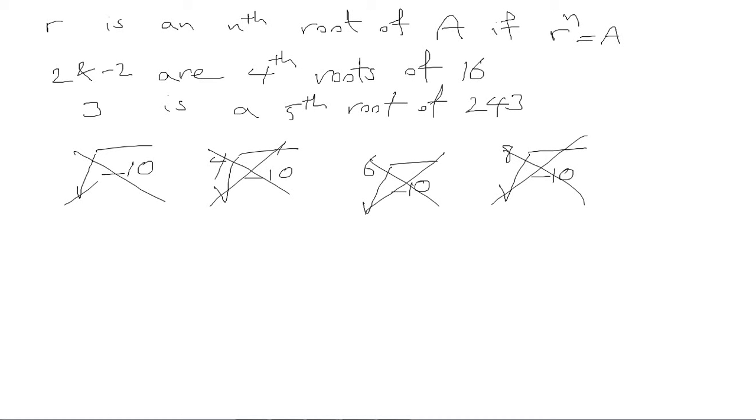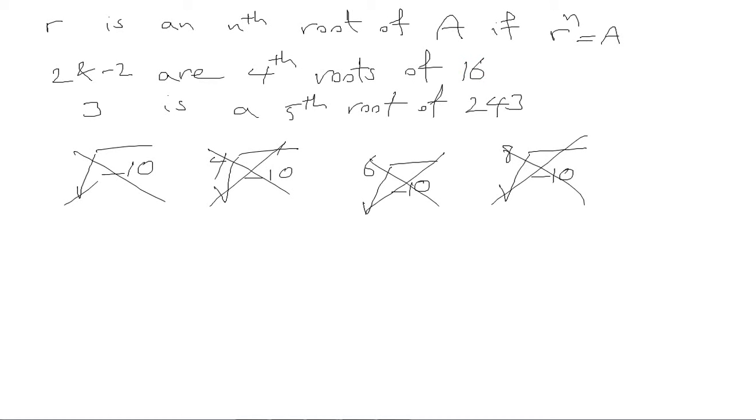And all the positive numbers have two even roots. For example, 16 has two fourth roots. 2 is a fourth root of 16. Negative 2 is a fourth root of 16.